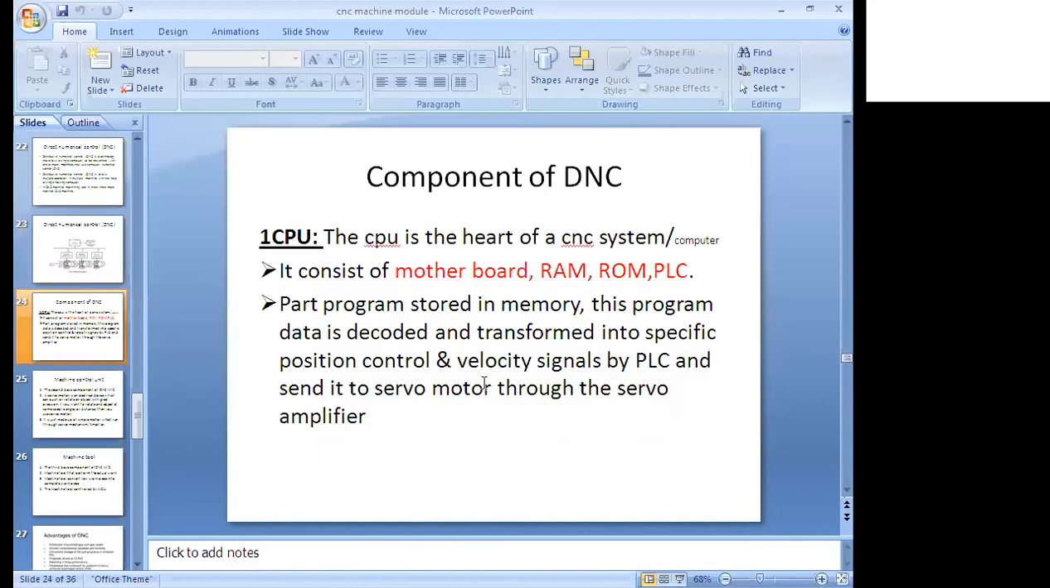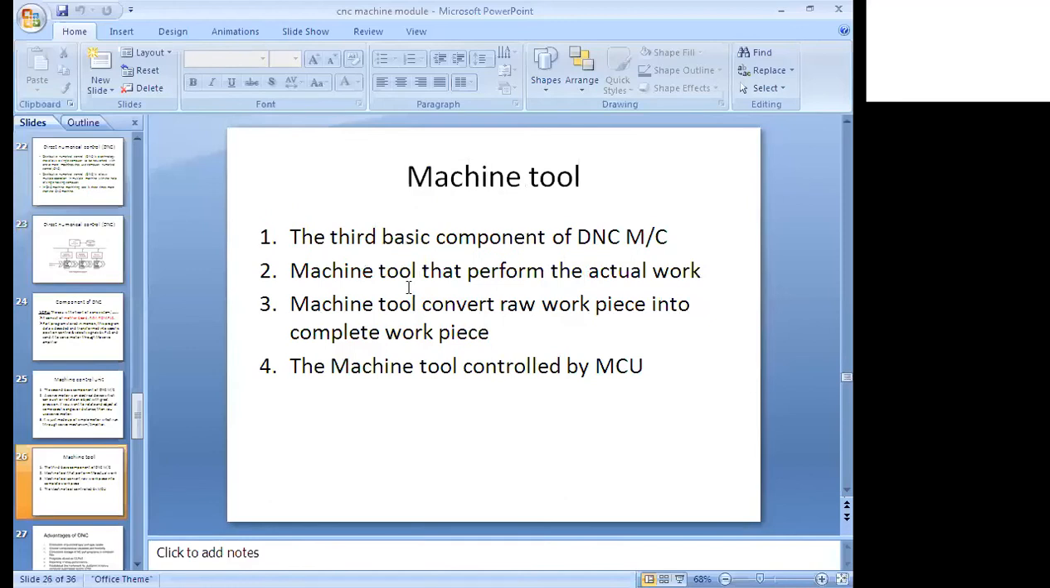Already we know the roles of the two components, and the third one is the third basic component of the DNC machine: the machine tool that performs the actual work, as per the dimensions, as per the operations, as per the angle cut you have given. Everything is done here. That is a machine tool that performs the actual work. The actual work happens in the third one, the machine tool.